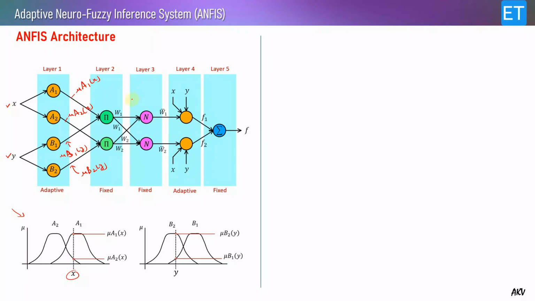And now in the layer 2, I get the W1. So W1 is the output of the node, and that is simply multiplication of the two incoming fuzzy values. So mu a1x multiplied with mu b1y. Okay. And similarly W2, that is mu a2x multiplied with mu b2y. Okay.